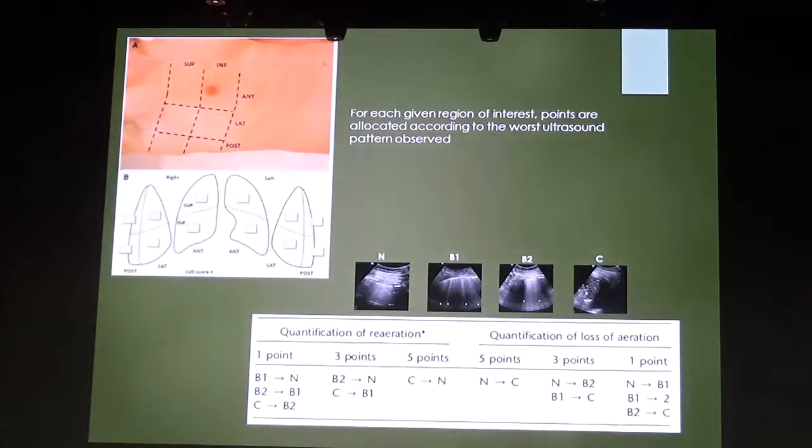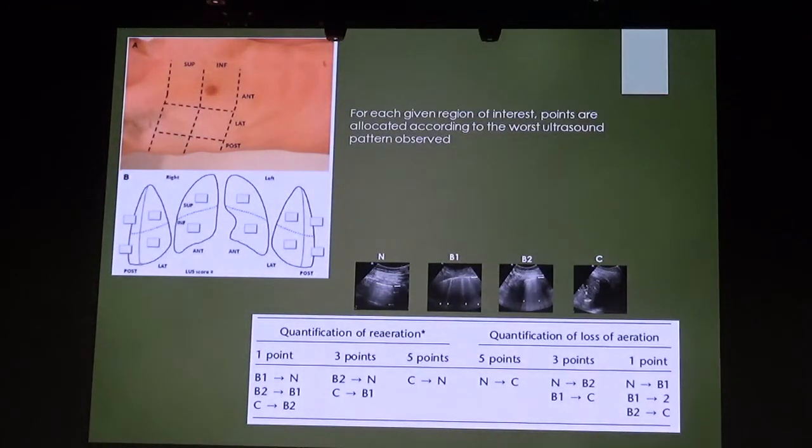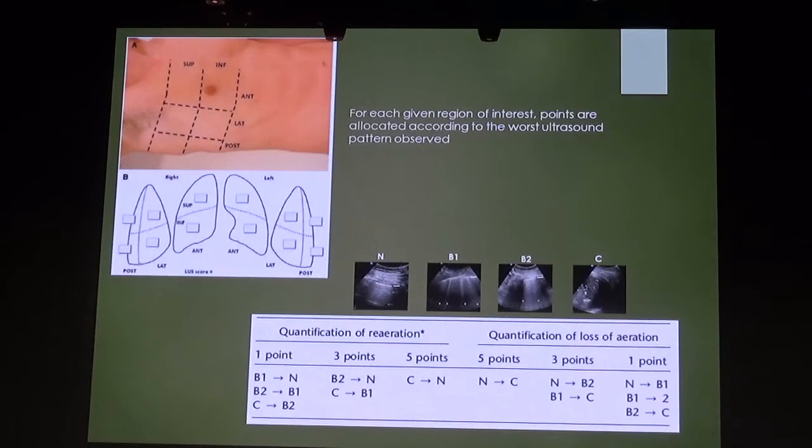And then he standardized the assessment of the lung, of the lung ultrasound, to 6 views for each hemithorax. And as you can see the score here, you give 1 point of reaeration passing from one condition to the next one, or 3 points jumping to the third condition, or 5 points from the first to the last. So you can obtain a positive score or a negative score in the sum of these assessments.